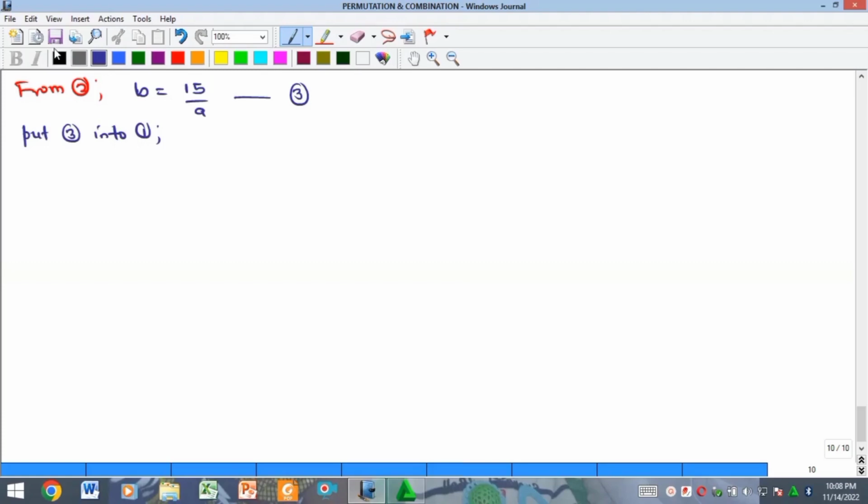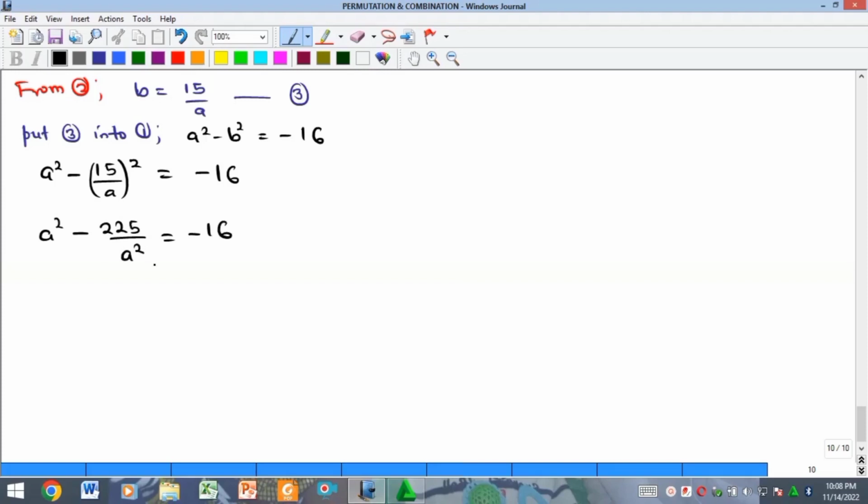Our 1 says that a squared minus b squared is equal to minus 16. So I'm going to substitute b now. So I'm going to have that a squared minus (15 over a) all squared, which is my b now, is equal to minus 16. So I'm going to try to open the bracket, which is going to give me 15 squared, which is 225, all over a squared, and that is equal to minus 16.